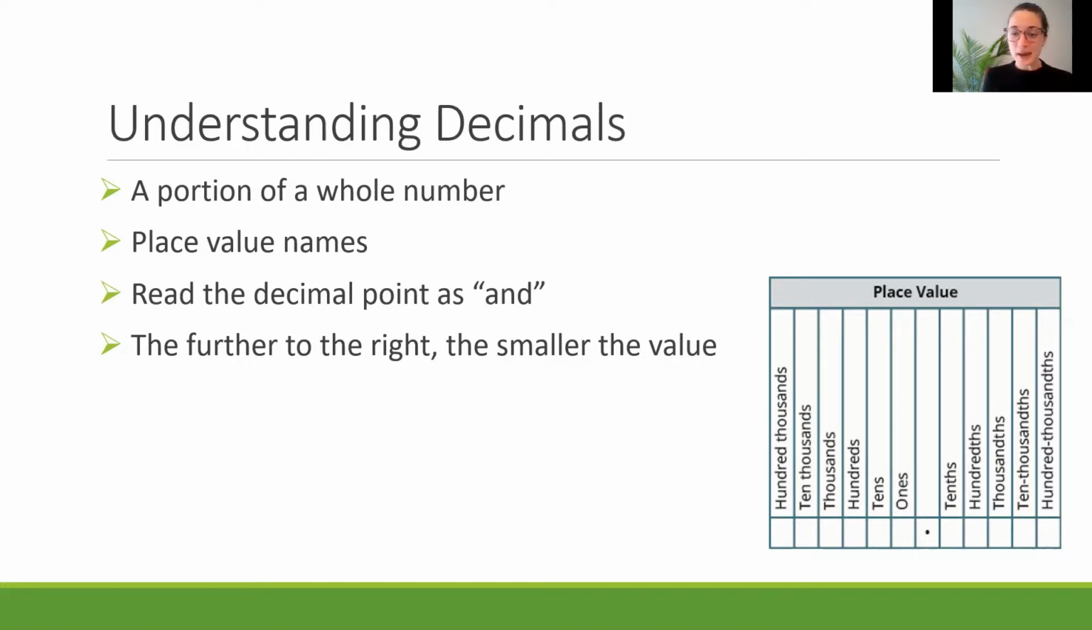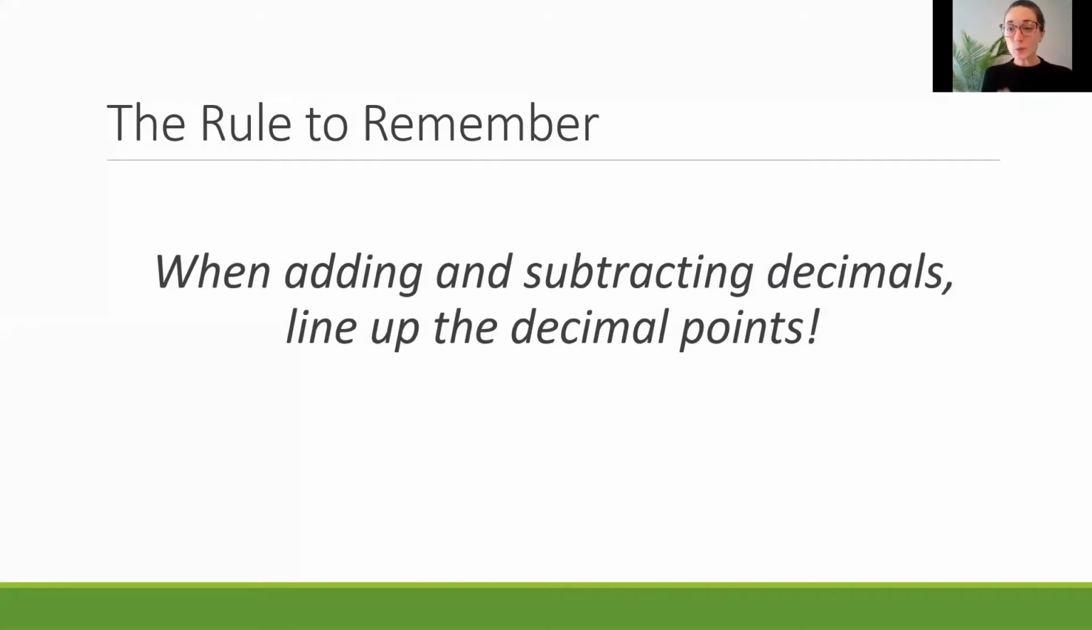Now, when we're reading a number, we read whatever is on the left side of that decimal first, so any whole numbers we have, and then we read the decimal point as an "and", and then we read whatever decimal comes after it. Keep in mind with a place value chart, everything further to the right has a smaller value and everything further to the left has a larger value. So one rule to remember when you're adding and subtracting decimals is to line up the decimal points. And we'll see that today in our examples.